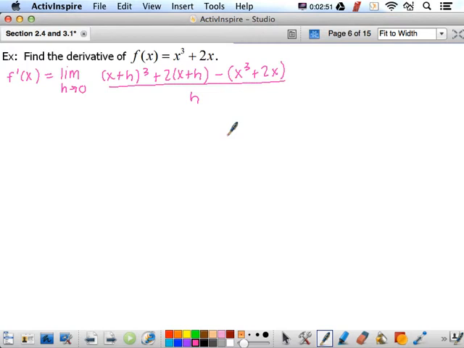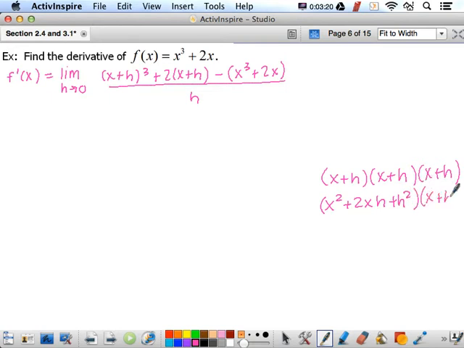The hardest part of this is going to be getting that x plus h cubed. Some of you may or may not know a shortcut for that. I'm betting most of you don't. So let's work on it together. If I want to cube x plus h, that's the same thing as x plus h, x plus h, x plus h. If I multiply the first two together, that gives me x squared plus 2xh plus h squared. And then I just need to distribute the x plus h to all of that.